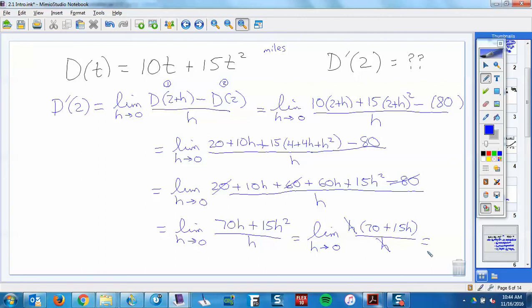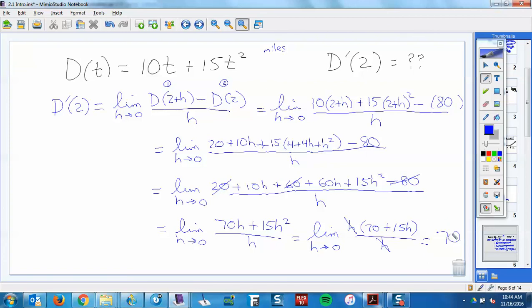So what happens if h is 0? Remember what h was? It's the distance between the 2 points. We want that to get smaller and smaller and smaller. So what's going to happen to this 15h term as h gets almost nothing? It's going to be almost nothing, right? This is going to be 70 plus a tiny, tiny thing. It's going to be 70.00000, right? What do you think the slope is right at 2? 70. Yeah. In other words, it's okay now to just plug a 0 in for h.